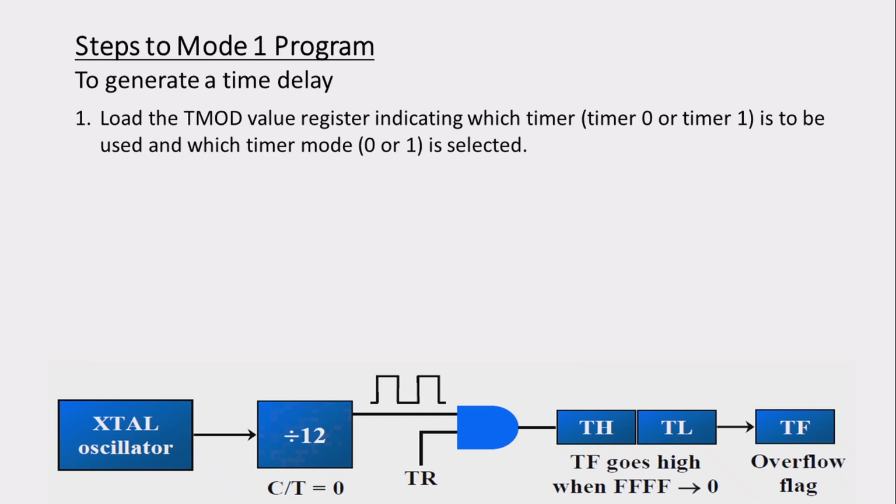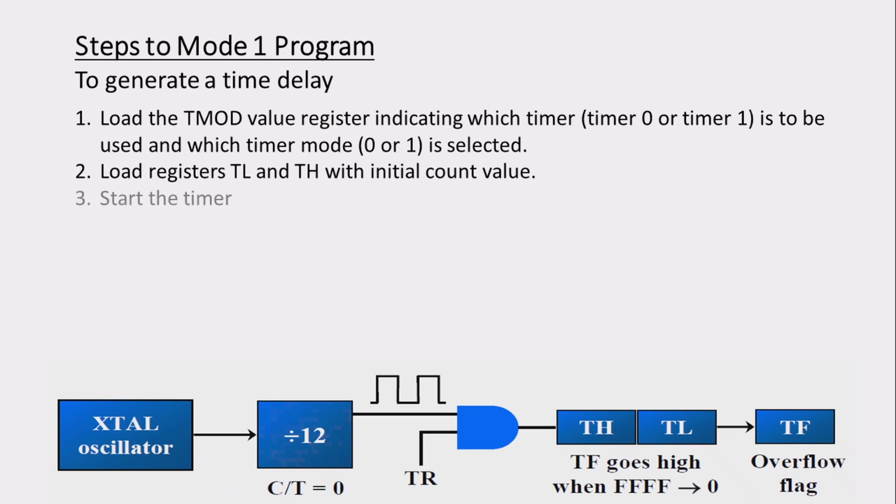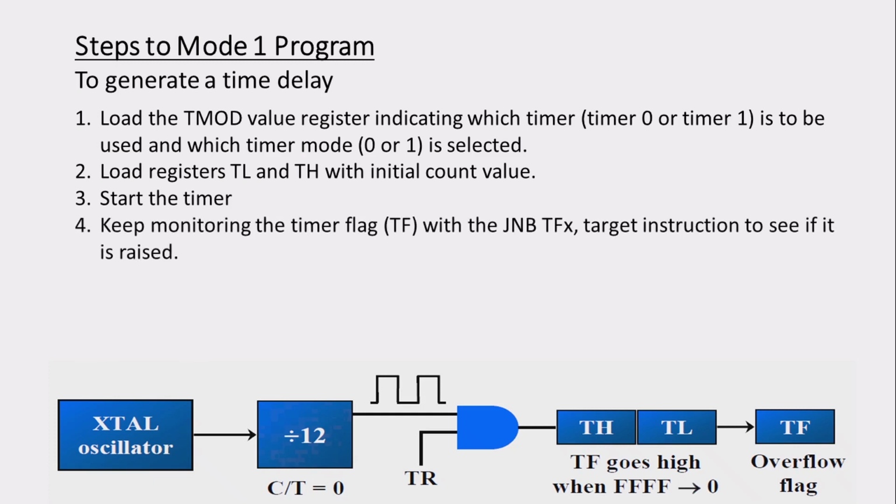Once you have loaded the values into the TMOD register, then I should come back to loading my TL register with the initial value and then the TH register with the initial count. Once you have loaded these values, what should I do? I should start the timer. In order to start the timer, what we'll be using? We'll be using set bit TR0 or set bit TR1.